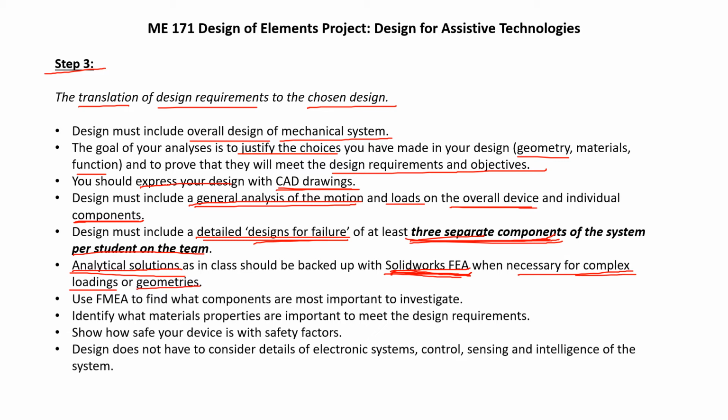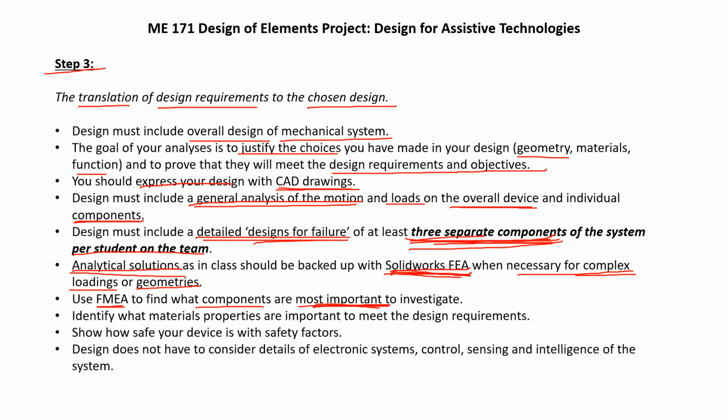Now, I'm going to ask you also to take a look at the individual components to determine what is going to be important to investigate. So you can use the failure mode effects analysis, FMEA, to find out which components are going to be the most important to investigate. If you have this whole system with a lot of different components, but you need to pick out 3 of those components to really analyze, this may be useful in determining which components are going to be the most important to investigate.